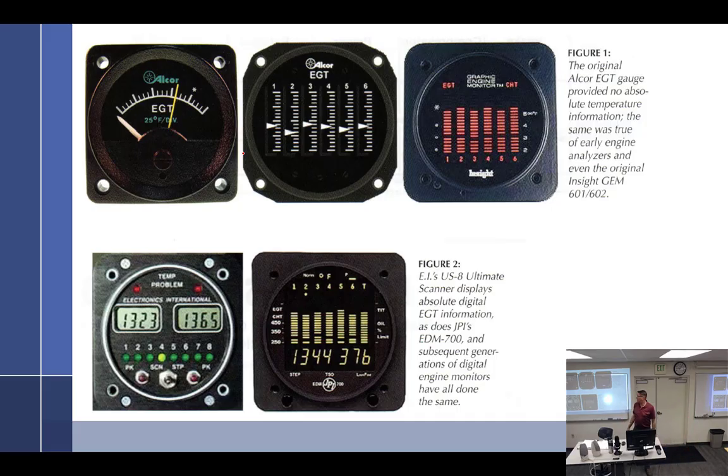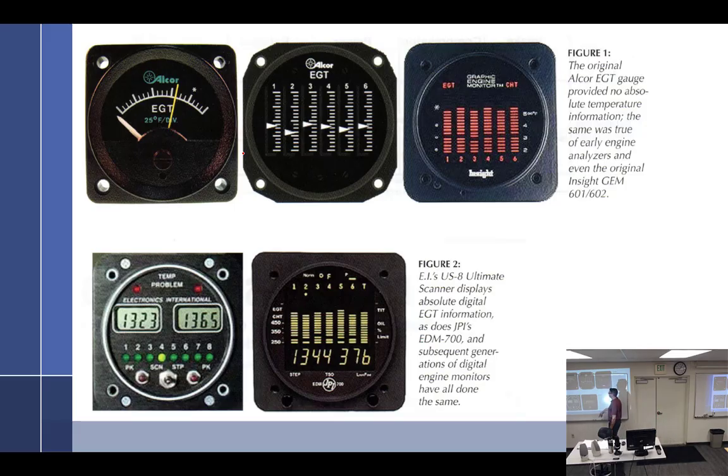and you rotate it until the white goes to the asterisk. That's peak. Now you know where peak is. You've just calibrated your gauge. Who cares what the number is? All you need to know is what peak is. Okay? So you go to peak.